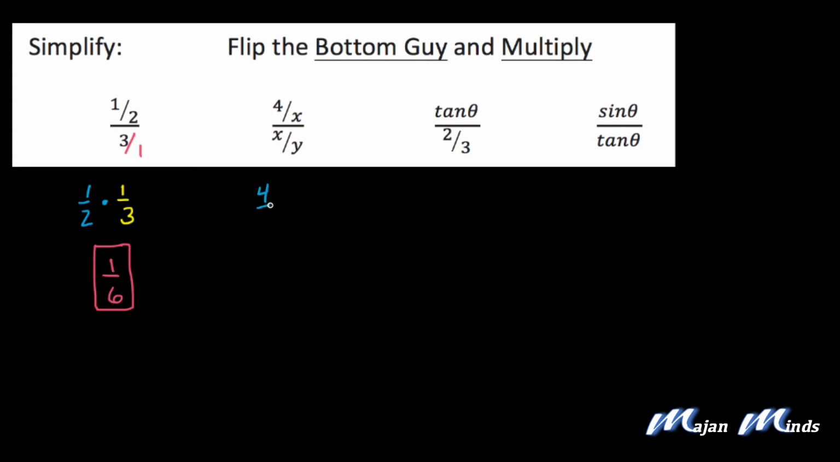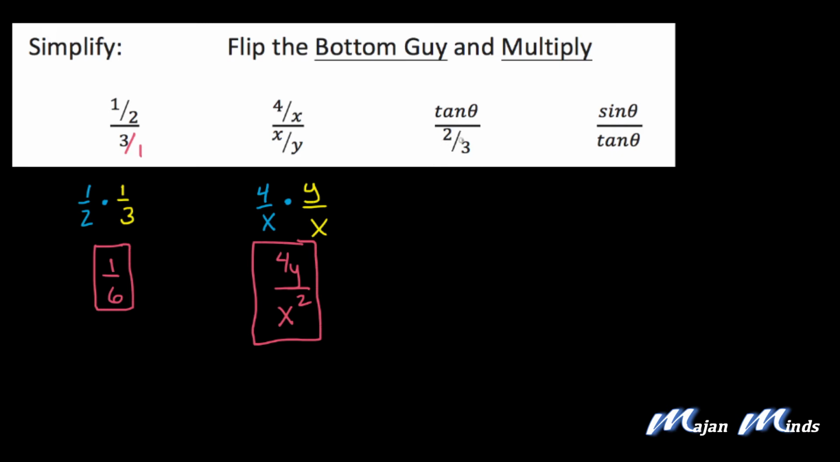Here we have 4/x. We don't do anything with 4/x, but we flip the bottom one, so x over y gets flipped to y/x. You flip the bottom guy, and multiply will become 4y/x². Again, your calculator is not going to be able to produce 4y/x².